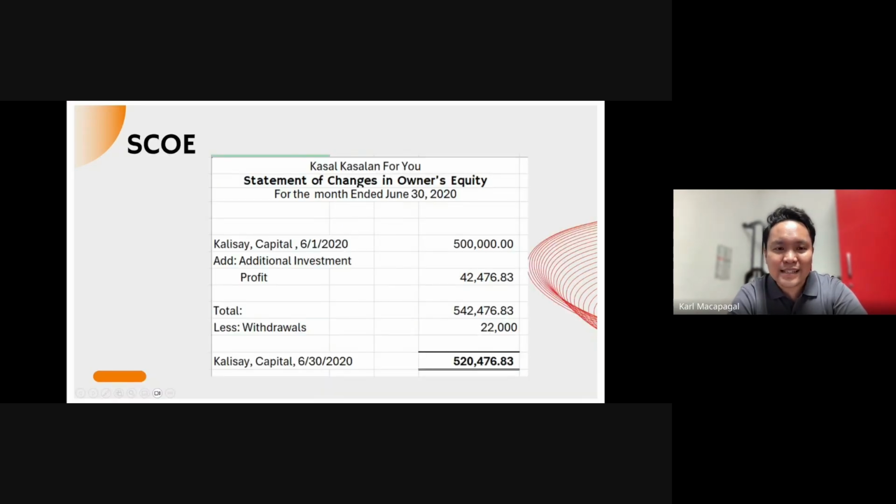Now, this is the statement of changes in equity or owner's equity of the kasal-kasalan for you. Take note that there is an additional investment, profit or net income, and withdrawals present. So the capital at the end of June 30, 2020 is 520,476 and 83 centavos. Take note of that amount because that will be reflected as your equity in your balance sheet.